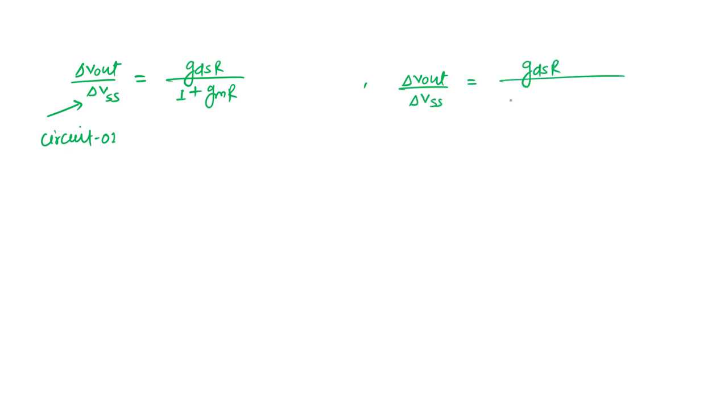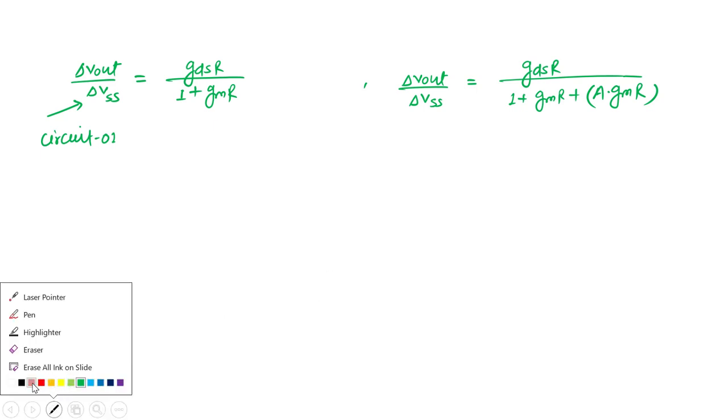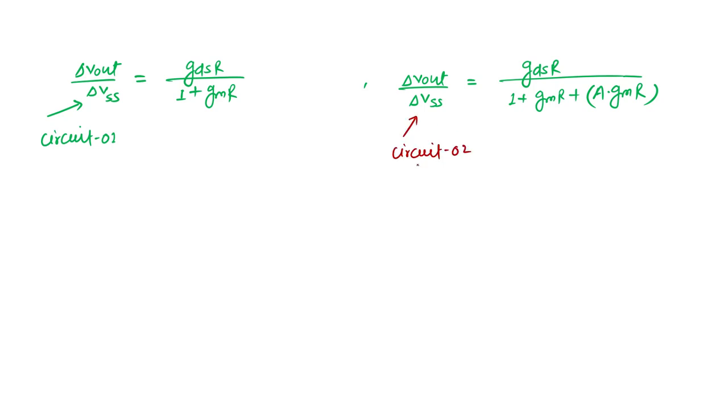So what we can see, in the previous circuit we have seen that the rejection ratio del V out by del VSS was GDSR divided by 1 plus GMR. This was for circuit 1. And what is it for circuit 2, where we are using some gain boosted structure? GDSR is still there, but in the denominator we have 1 plus GMR plus A times GMR. So this is the extra term. So overall, if we compare these two, circuit 2 is giving the better supply rejection ratio.